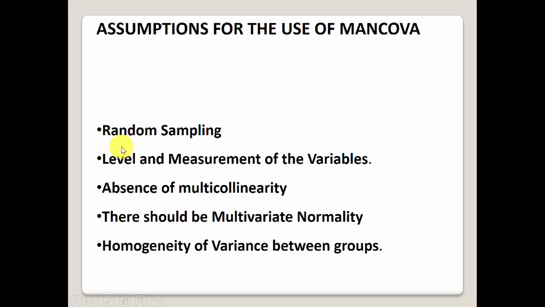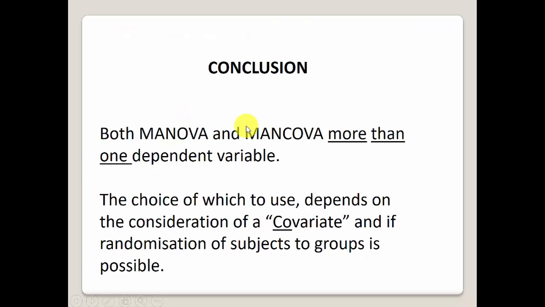So my conclusion is both MANOVA and MANCOVA use more than one dependent variable. Then the choice of what to use depends on the presence of a covariate and whether there is randomization of subjects.